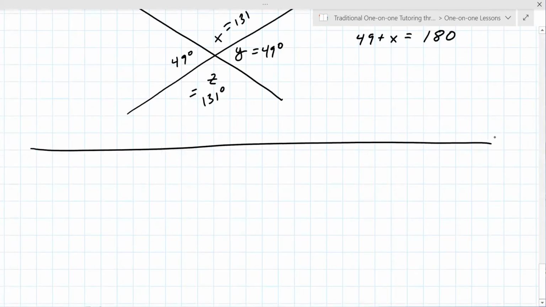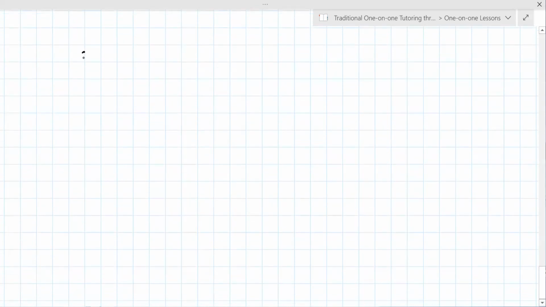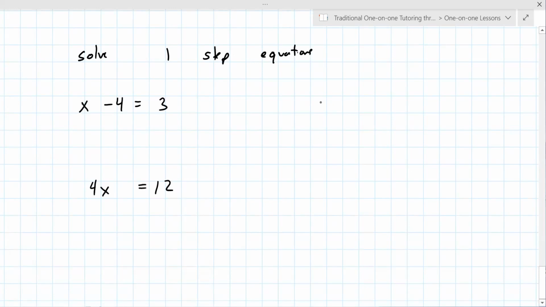Yeah, so here's what I'm hearing. What I think is true is that you have seen how to solve what I'll call one-step equations, and I'll give you a couple examples. So one-step equations are like this: x minus 4 equals 3, 4x equals 12, x over 3 equals -4, and x plus 3 equals 4. You probably know how to quickly solve all of these. Is that true? Yes.